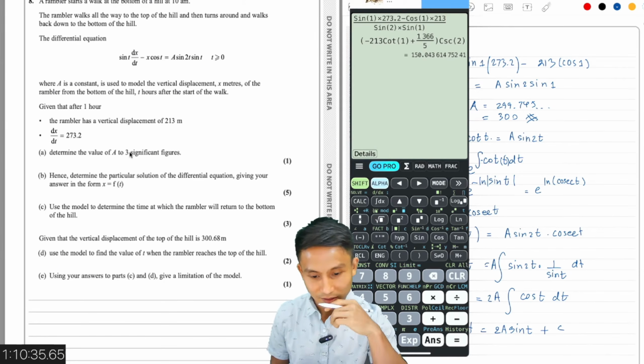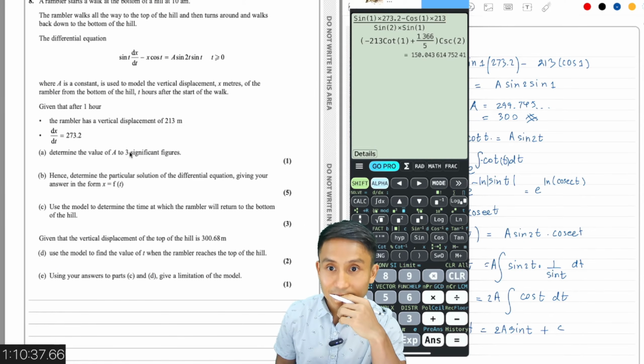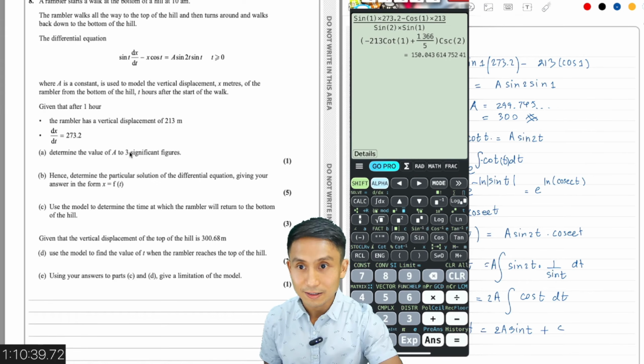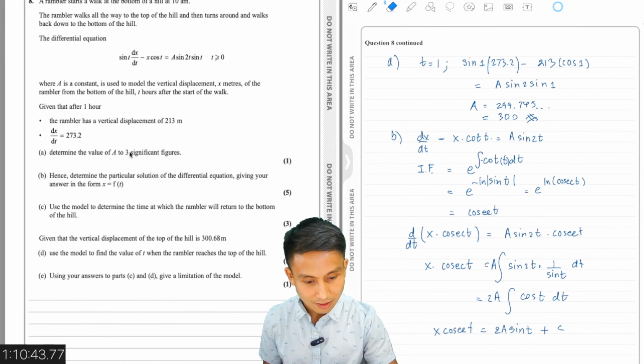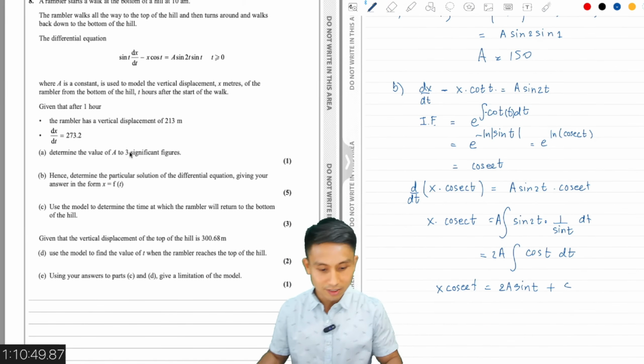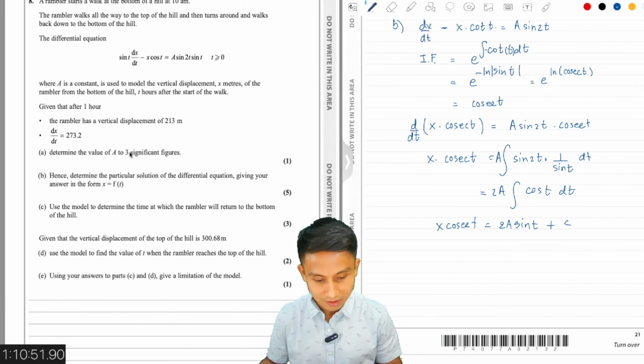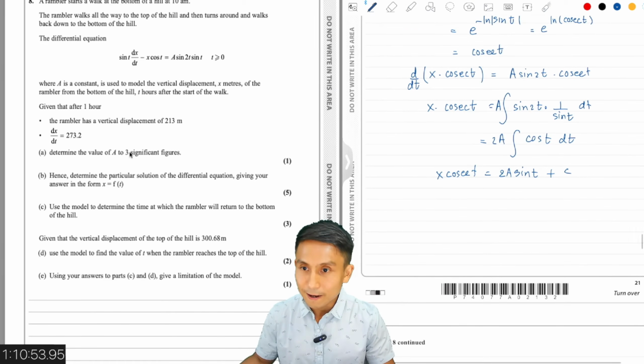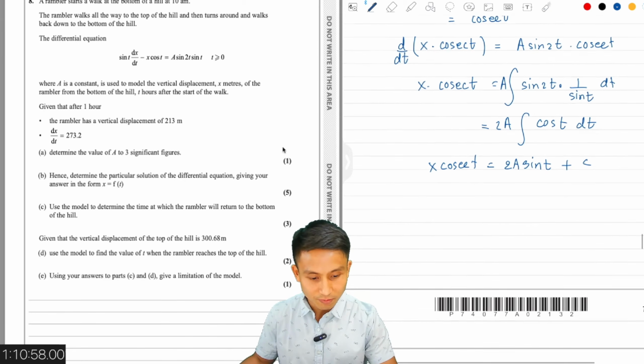Yeah, okay. I think this should be better at least. Okay. Yeah. So it's 150 basically. But that wouldn't affect the second part here because I just kept it as a. I didn't plug in. Yeah, we need to find c, right? So again, we plug in everything.